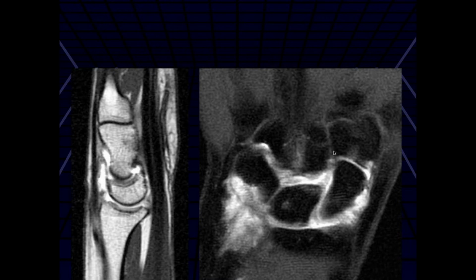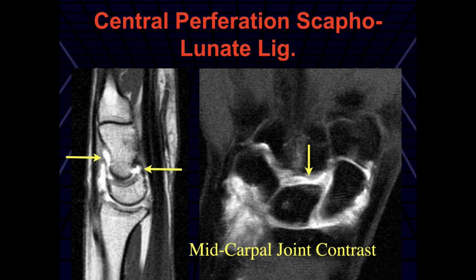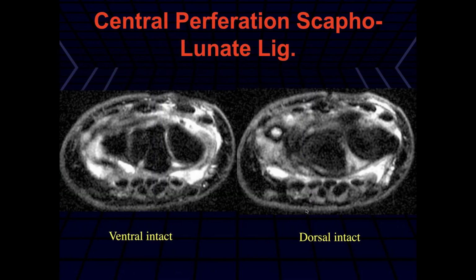Okay, Ashu, what do you think of this one? Looks like there's a little bit of contrast extending along the second carpal row, and I'm just wondering if I can see the axial sequences, there might be a tear. Oh yeah, okay, so there's central perforation. There was a little central perforation. Hard to see here.